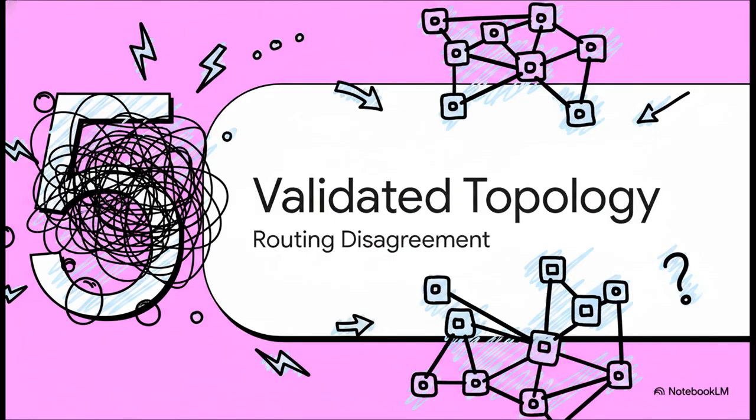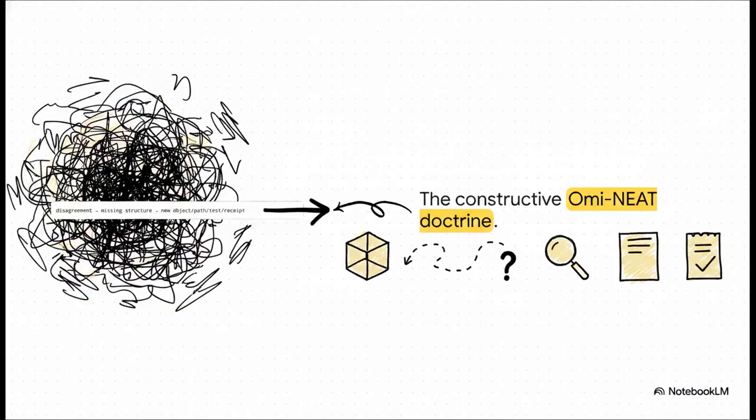Section 5, Agreement as Validated Topology. Okay, so let's completely flip how we view disagreement for a second. Under this protocol, disagreement is no longer a systemic failure. It just isn't. It is simply unallocated entropy, its missing structure. The protocol dictates that this missing structure just has to be routed constructively into a new object, a new path, a new test, or a new receipt.